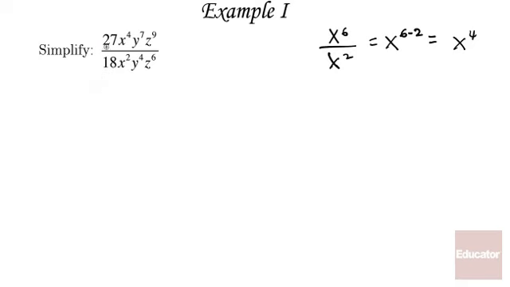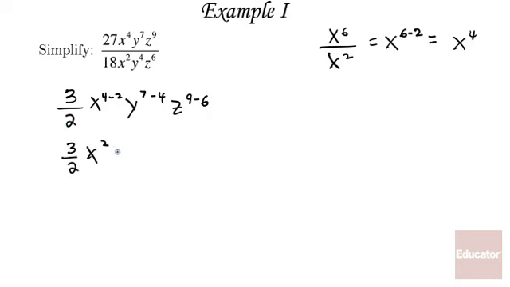Well, I have 27 over 18, and that's just going to simplify to 3 halves. So 27 divided by 18 is 3 halves. And then I'm going to have x to the 4th minus 2, y to the 7th minus 4, and then z to the 9th minus 6. Okay, just doing my subtraction is going to give me 3 halves x squared, y to the 3rd, z to the 3rd.